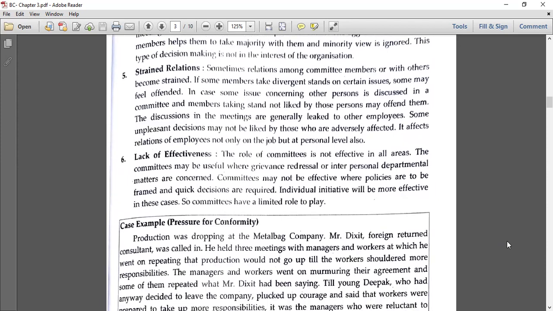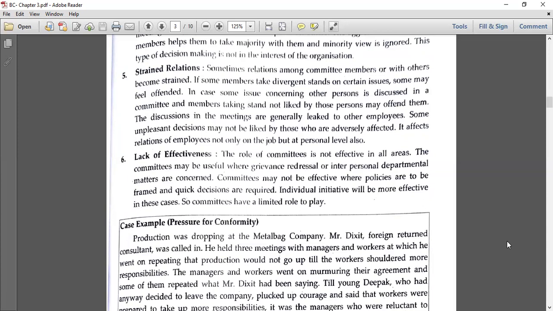Then strained relations. Sometimes relations among committee members or with others become strained. If some members take divergent stands on certain issues, some may feel offended. In some cases, some issues concerning other persons are discussed in a committee, and members taking a stand not liked by those persons may offend them. So whenever there are controversies, tensions, anxieties during the discussions of the committee meetings, the relations can be strained. There is a possibility that some political movements can go on during the committee proceedings, and all these can lead to bad decision making and bad employee relations with the personnel.